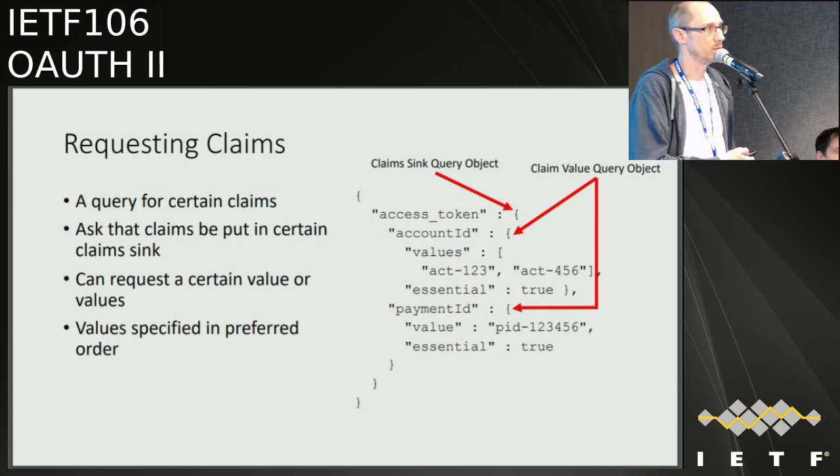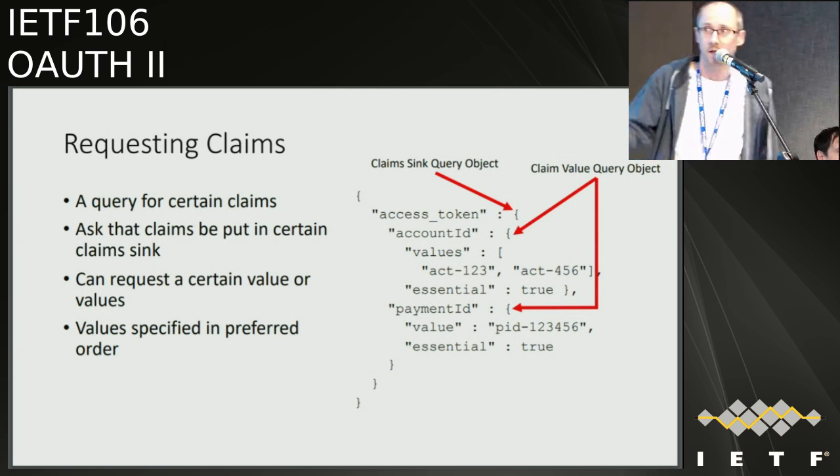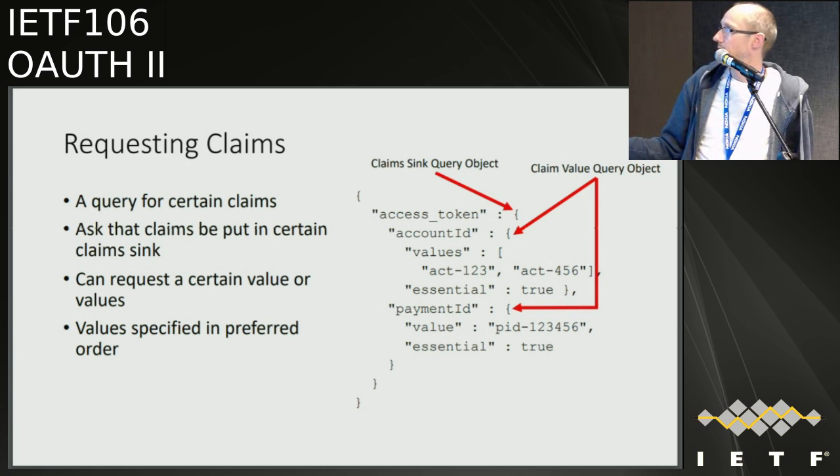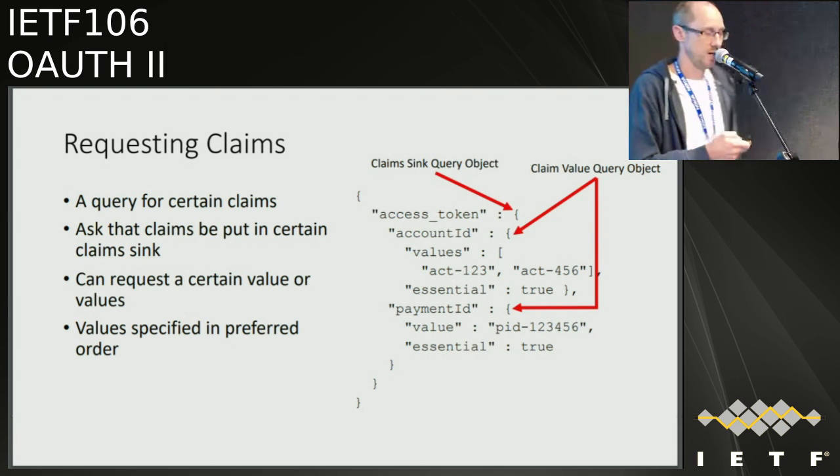But it's really important to keep in mind that this is a query. This isn't a demand from the client to say, you must assert this value. Similar to what Torsten was saying, of I want this transaction, I want this information, this account. Here you can see another way of doing that. I can say, okay, I want a value of account 123 or otherwise account 456. This is essential to me for a smooth operation of authorization at the API. And here I have a payment ID with a value of a certain payment number.